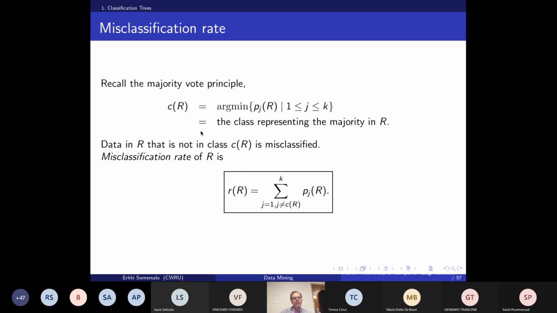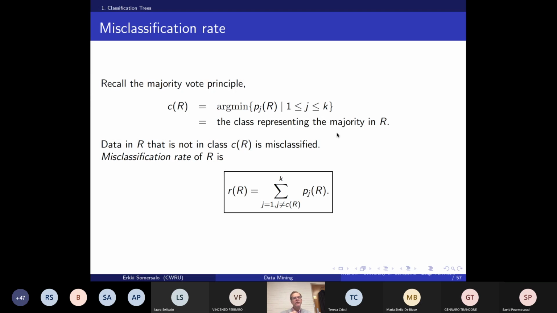So remember, if you have a rectangle R, when we are using the majority vote principle, we denote by C_R the class that represents the majority of R. And majority may not be the good word, because the winning class may not be the majority if you have several classes. If you have 2 classes, the winning class is also the majority class. But if you have 3 classes, you may have the situation that one class has the biggest representation, while the other 2 classes together may represent the majority.